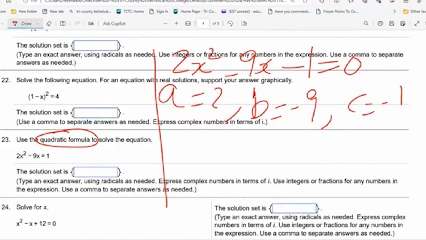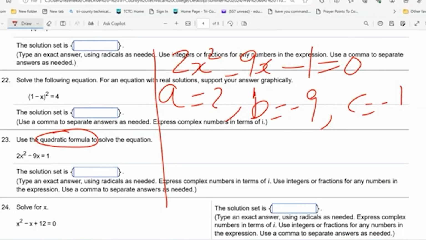Then what I do is check the discriminant first. So I'm going to check the discriminant. That tells me the whole story, because I don't want to be solving a problem and later on find out, oh, it's a complex solution. If it's a complex solution, I want to know it now.